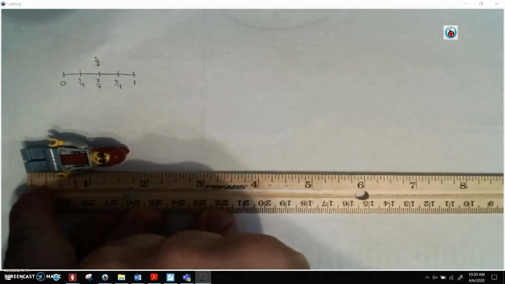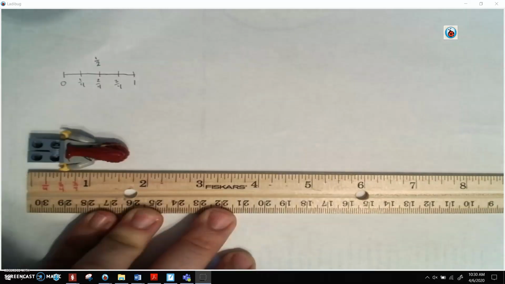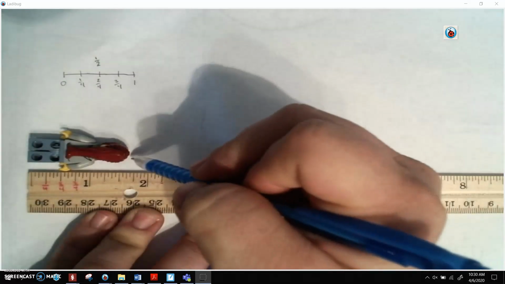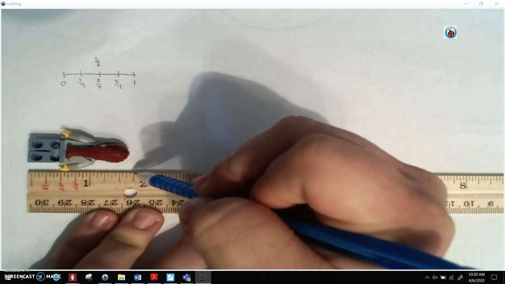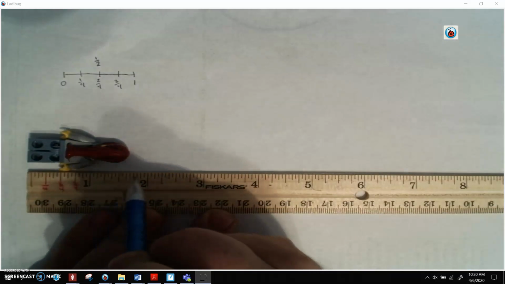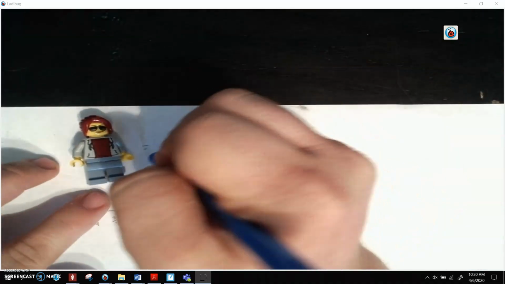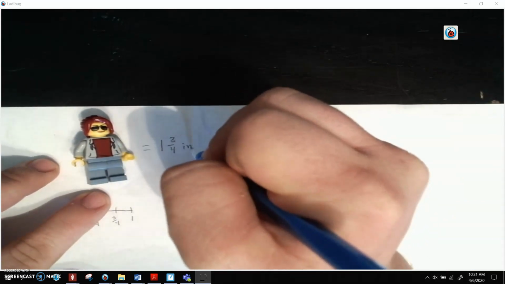So I'm going to measure. I have this little Lego lady. I'm going to make sure that I line her up with the line right here on my ruler. Turn over this way. All right, so her feet are lined up. The end of her head comes to right here. All right, so on my ruler, I can see my line, this would be 1/4, 2/4, and where her head lines up is 3/4. So I'm going to label her up here. She equals 1 3/4 inches.